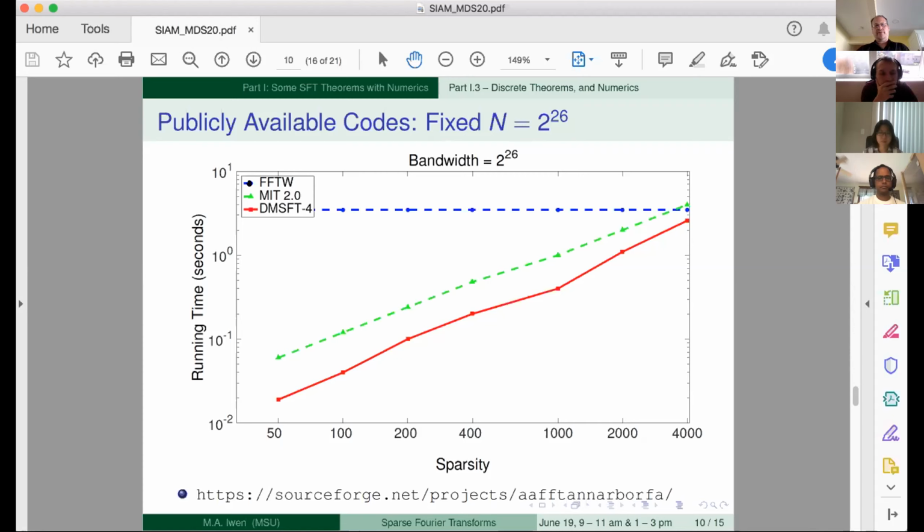So what you can see here, FFTW is a standard n log n time Fourier transform method, and it doesn't care about sparsity, so it's always going to take about as long. The red curve here is the code associated with the last theorem, and you can see it's always faster than a standard FFT as long as your sparsity is less than 4,000 in this particular set of experiments. So you can actually use these things to speed up your computations if you really have sparsity in the Fourier domain and you're working with really large vectors.